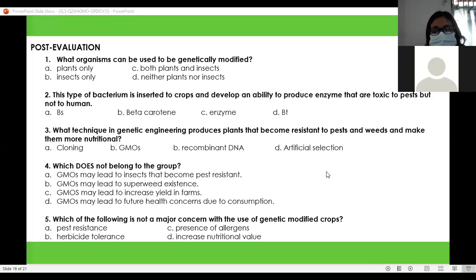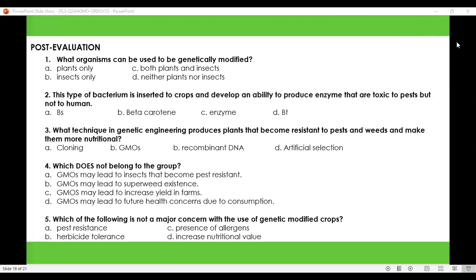Okay, let's just check your answers for our quiz. For number 2, this type of bacterium is inserted to crops and develops an ability to produce enzymes that are toxic to pests but not to humans. The answer is BT. And for number 3, what technique in genetic engineering produces plants that become resistant to pests and weeds and make them more nutritional? It is through recombinant DNA.